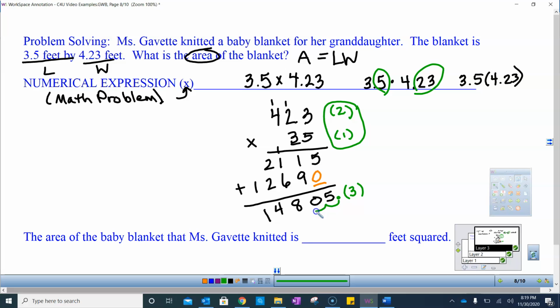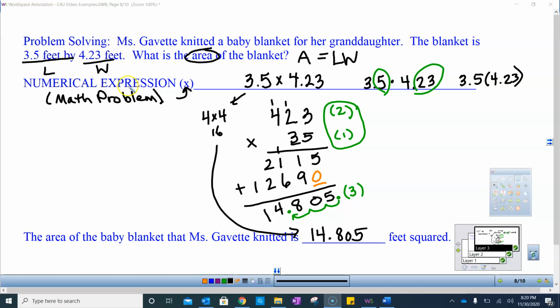So I'm going to swoop in 3. 1, 2, 3. And the answer to this problem now is 14.805. So the area of her blanket is 14.805 feet squared, or square feet. So think about it. This is like 4 times 4. We round this to 4 and we round that to 4, which is 16. So our answer is very reasonable at 14.805.